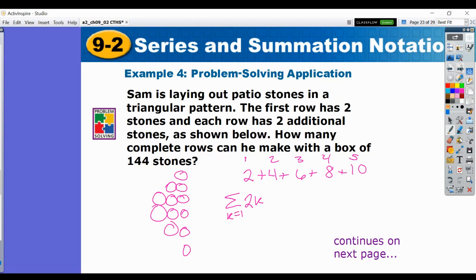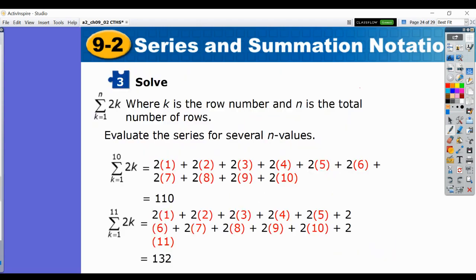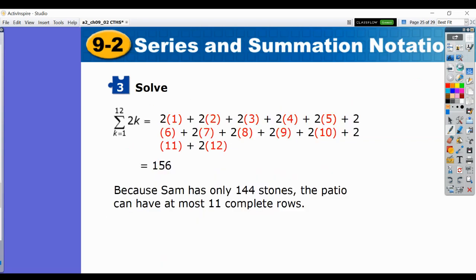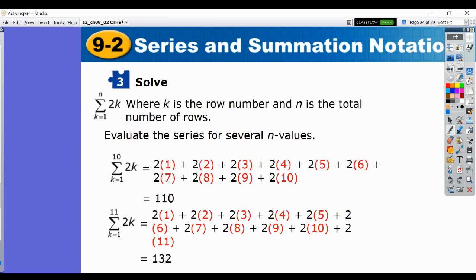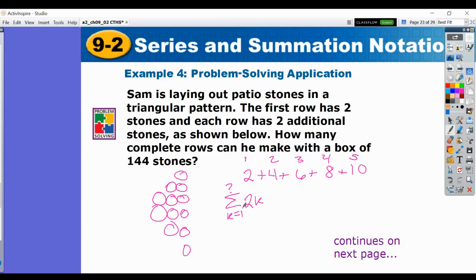Let's look at the next page and see where we're going with this. So yeah, they just guessed. They just put a 10 in and guess. I would probably set it equal to 144 and solve it, but that's okay. So basically, for my little problem that I've got here, I would guess this number until I found it to work. And now I'm going to show you how to do that on the calculator.